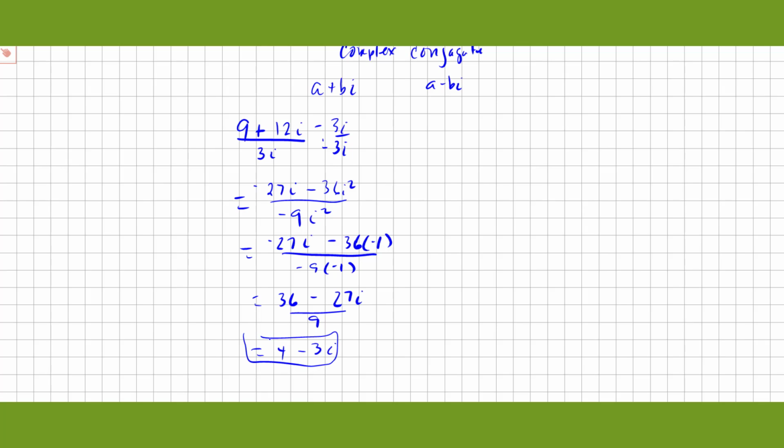All right, so I multiplied the numerator and the denominator by the complex conjugate of the denominator, and then I substituted negative 1 for i squared. So that's getting your quotient by using the complex conjugate. You can also factor using complex conjugates. So let's do some factoring here.